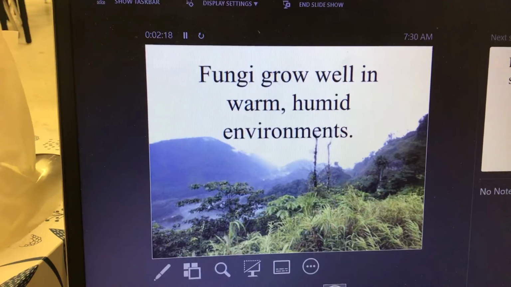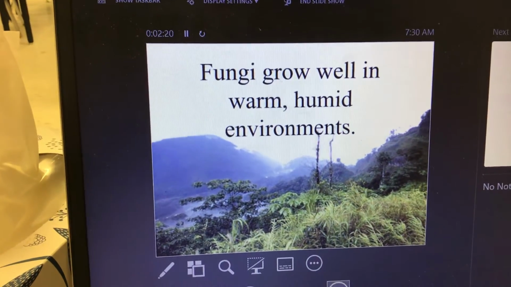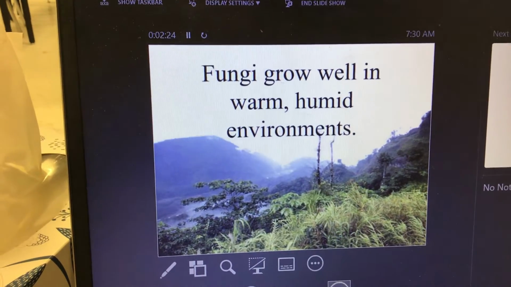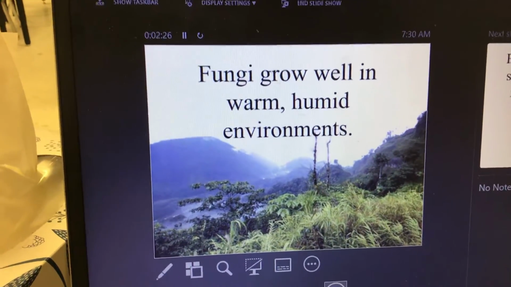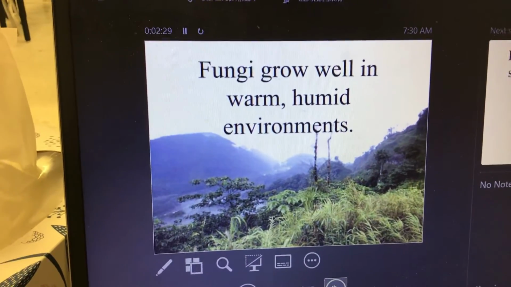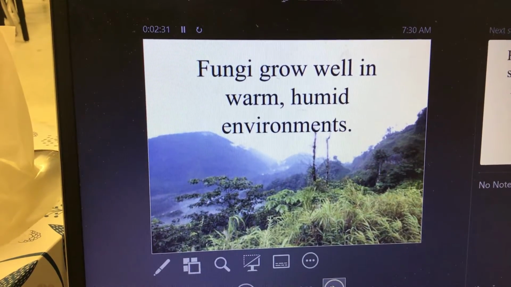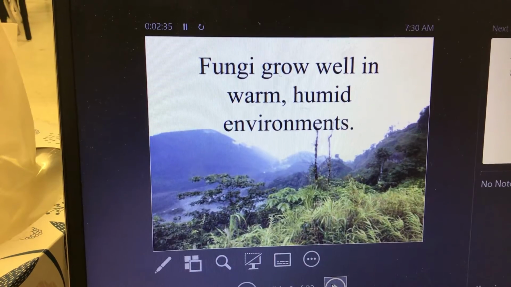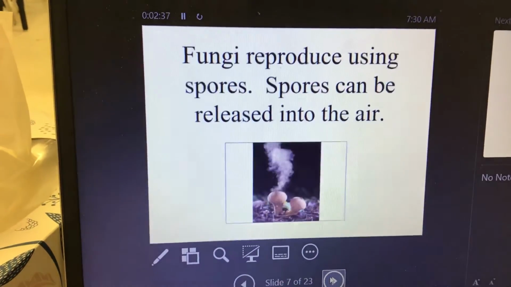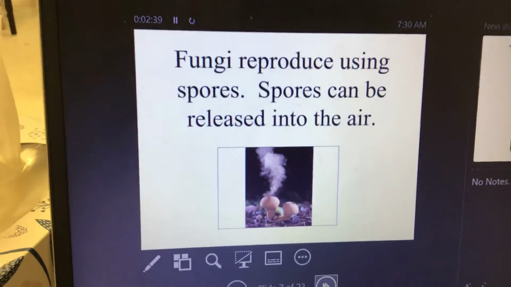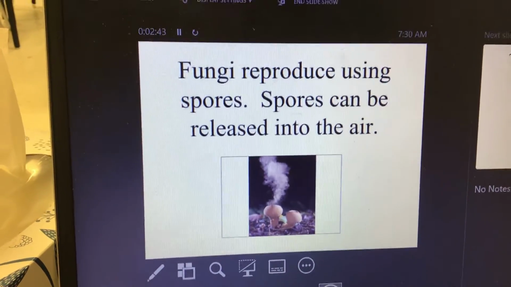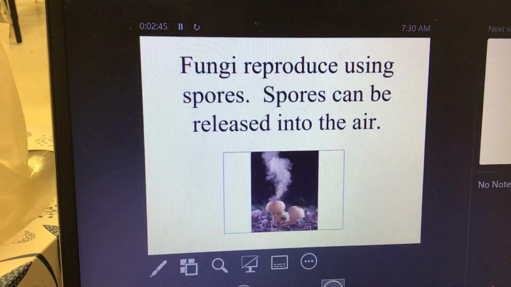I'd write this down. Fungi grow well in warm, humid environments. They like it to be wet so they can get all of their moisture. Fungi reproduce using spores, and we'll get into this a little bit more when we talk about plants.